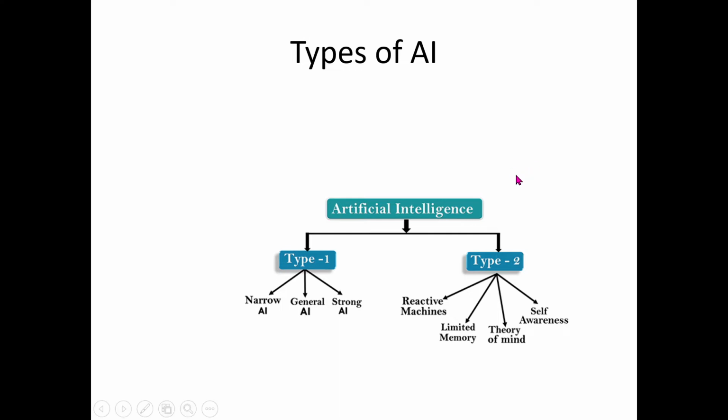Friends, artificial intelligence is of two types, type 1 and type 2. In type 1 we divide it into narrow AI, general AI and strong AI. In type 2 it is reactive machines, limited memory, theory of mind and self-awareness. These are the two different bases, or you can say the types, on which we have divided artificial intelligence.